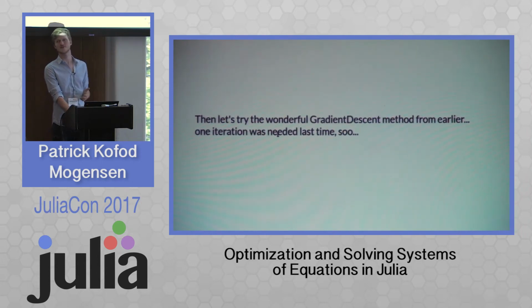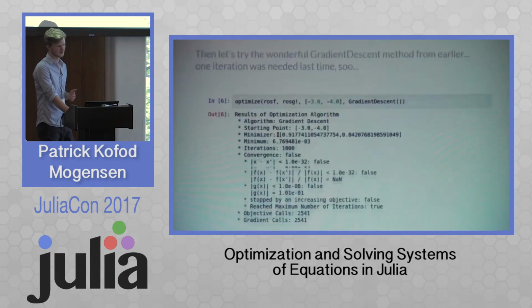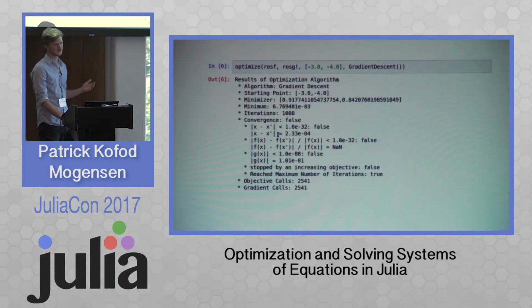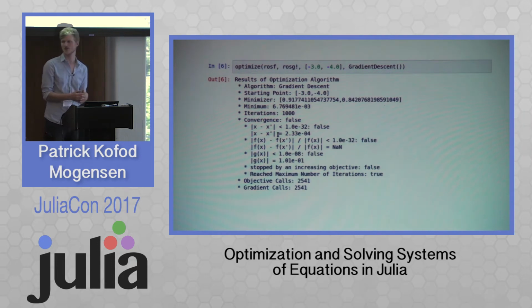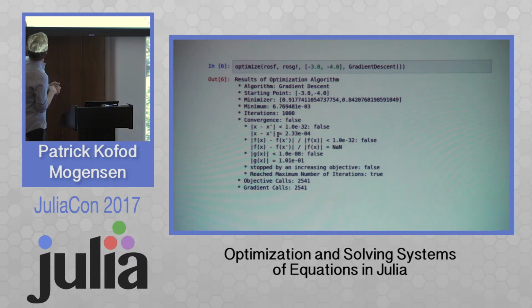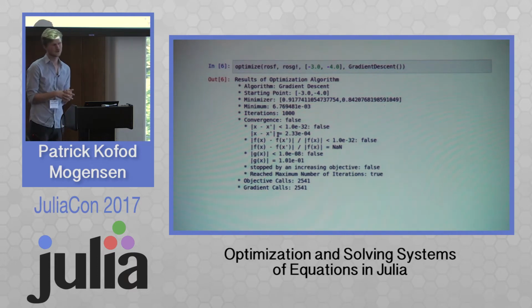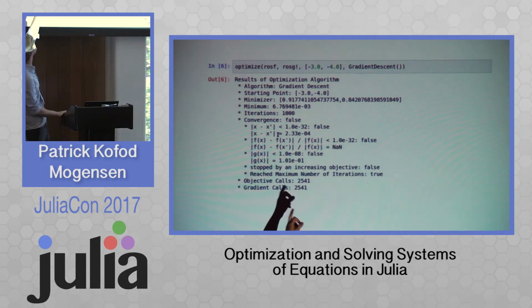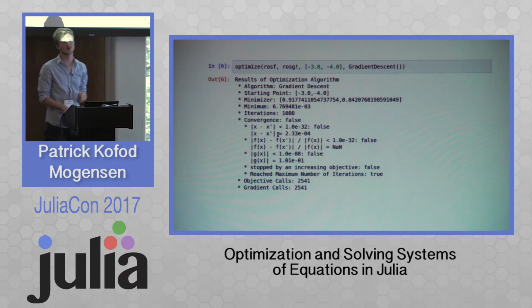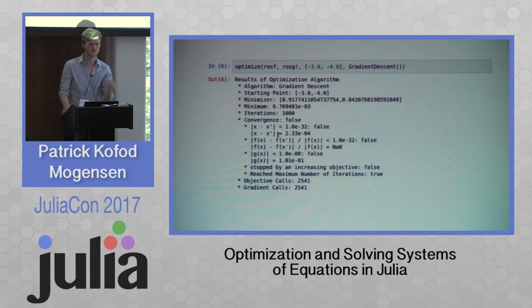All right. So let's try this wonderful gradient descent method that we saw before, right? It converged in one iteration, so maybe it will be great once more. We started at some value, this is the 2D version of the problem, we started at minus 3, comma, minus 4. And then we see that it does very poorly. Okay, so if you couldn't see it yourself, the global minimizer is at 1, 1, so it's getting there, but it's not quite there after 1,000 iterations. As it tells you down here, it reached the maximum number of iterations, and that's why it stopped.